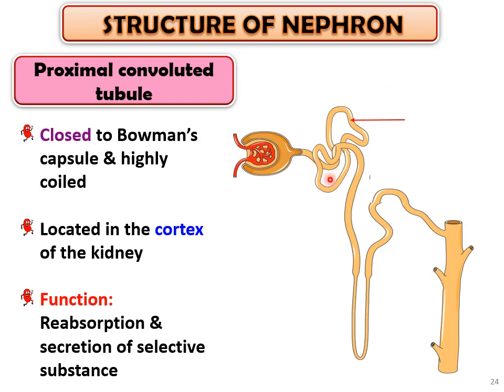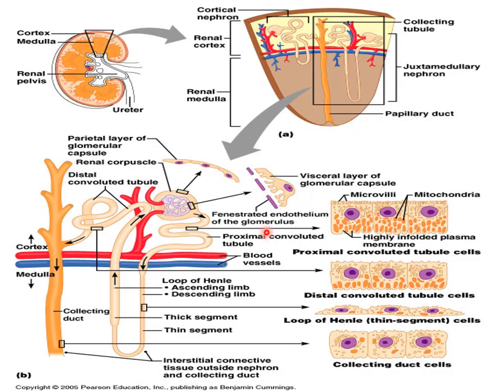Next, proximal convoluted tubule. So it is close to Bowman's capsule and highly coiled. It is located in the cortex of the kidney, and functions in reabsorption and secretion of selective substances. In the proximal convoluted tubule, there are cuboidal epithelial cells with lots of mitochondria, and the inner surface is lined with microvilli.